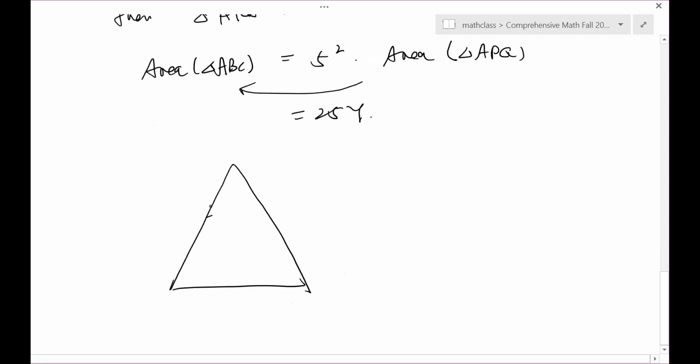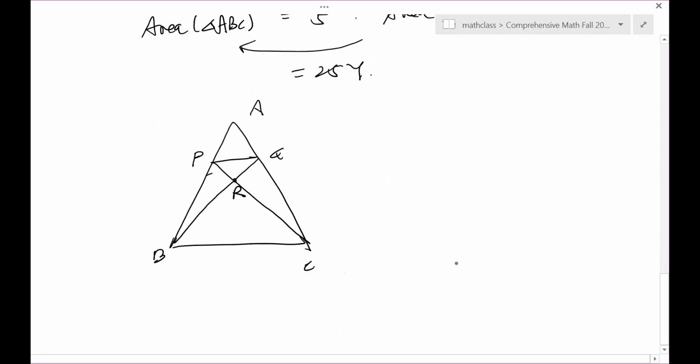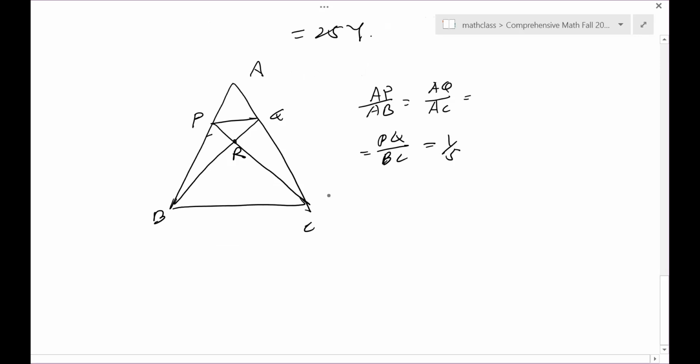Okay, so here's P, Q, A, B, C. This time I'll draw the lines, and this is R. Now, since these two triangles are similar, we still have AP over AB equals AQ over AC. Actually, because they're similar, PQ over BC is equal to 1/5. They're all the same. So PQ over BC is going to be 1/5.